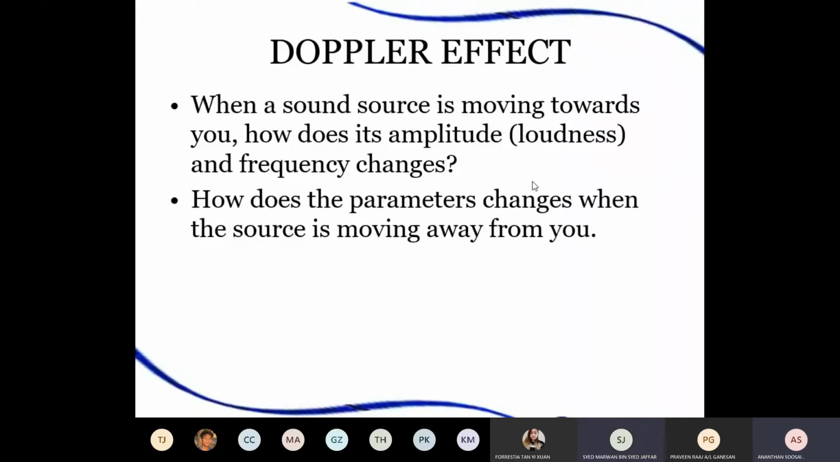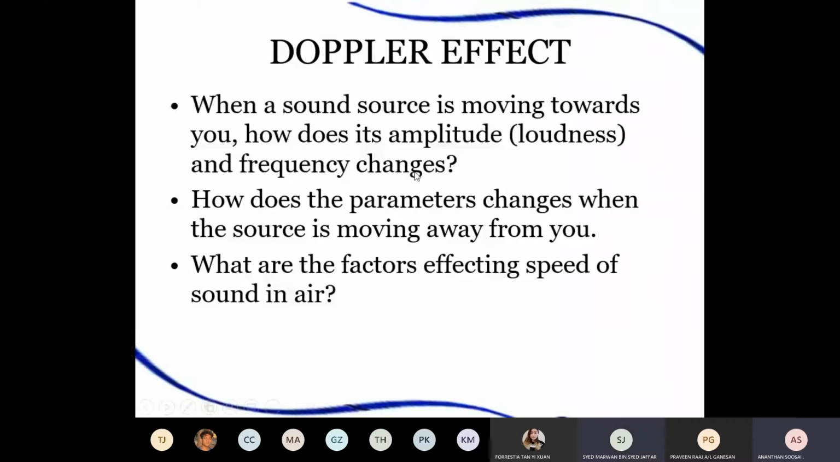Okay. So how do the parameters change when the source is moving away from you? How do these two parameters change when it's moving away? Of course, the other way around. When it's moving away, the amplitude drops because the source is away from you. And the frequency drops, less frequency. The pitch drops when it's moving away. Why does that happen? We're going to do it quantitatively.